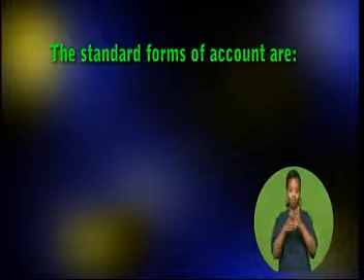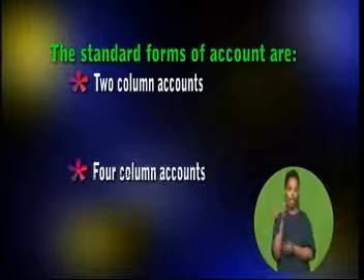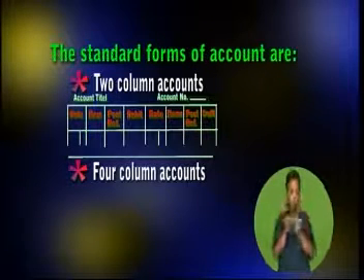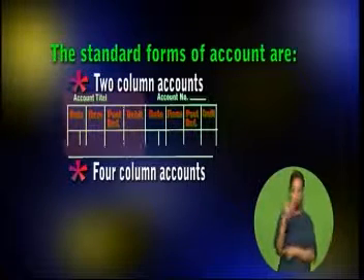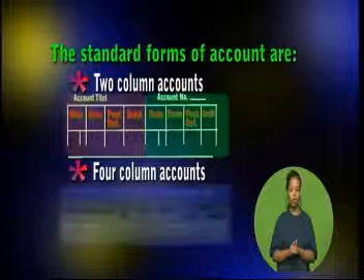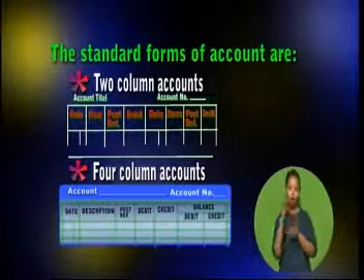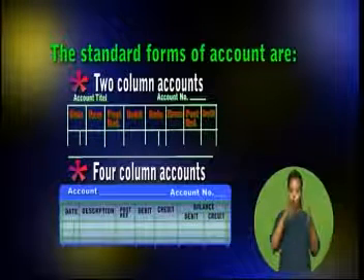Did you answer the question? Good. Let's now do the activity together. The standard forms of account are 2-column accounts and 4-column accounts. In a 2-column account, the standard form of account is divided into a left half and a right half. In a 4-column account, the standard form of account is divided into 2 debit columns and 2 credit columns.